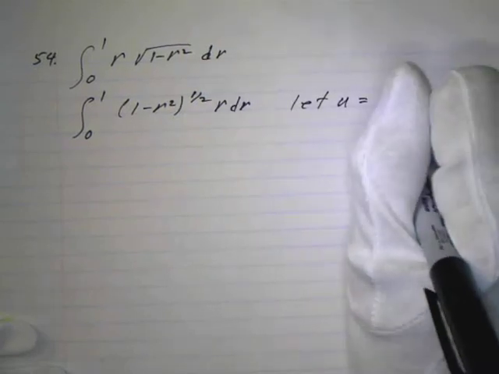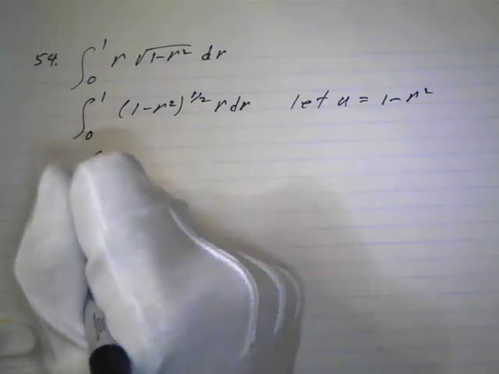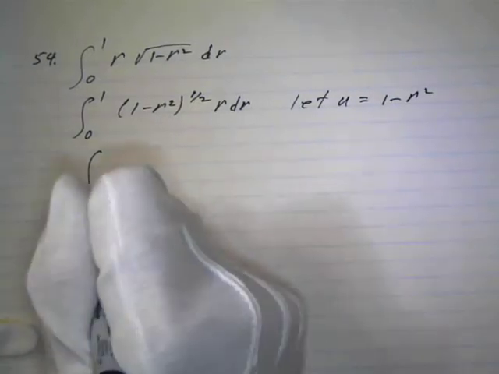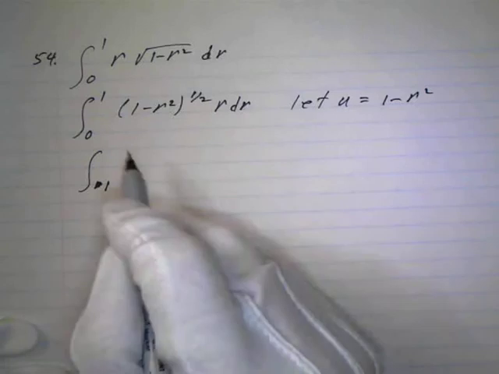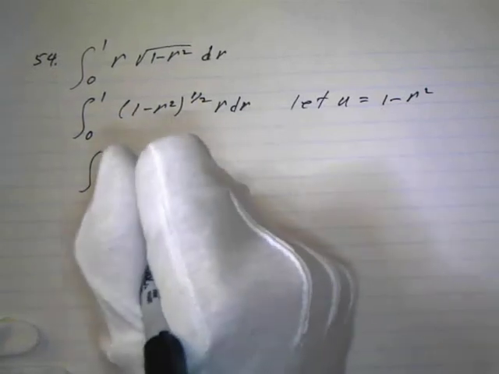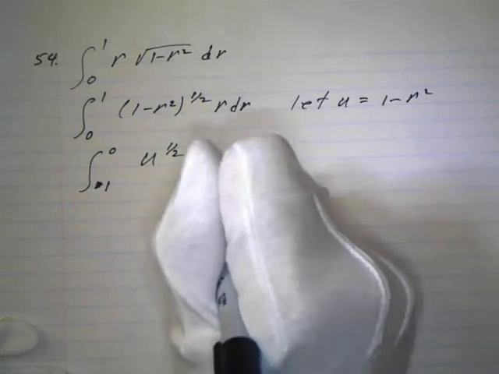Okay, so I'm going to let u equal 1 minus r squared. So I can substitute this in. So I've got the integral from, now I've got to change my variables, don't I? Just forgot to do that. Okay, so u is 1 minus r squared, so 1 minus 0 squared is 1. And then 1 minus 1 squared is 0. So it kind of flips these things around, but we'll fix it in just a second. But this is going to be u to the 1/2 times r dr.